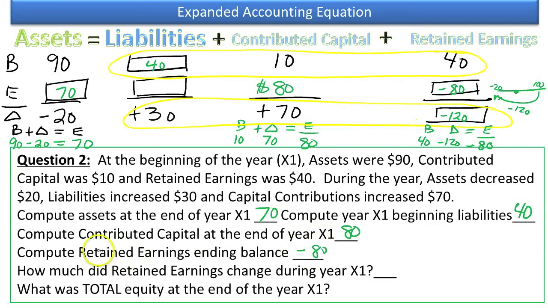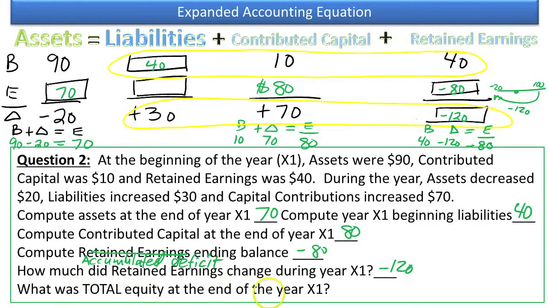So that's actually not even retained earnings. We actually call that accumulated deficit, which is the actual name for that in a corporation. Now, how much did retained earnings change? It went down 120. Probably due to net losses. Or they could have paid out a lot of dividends, more than they should have.